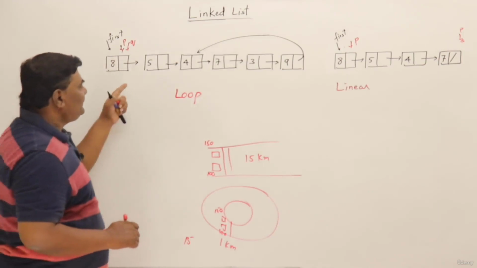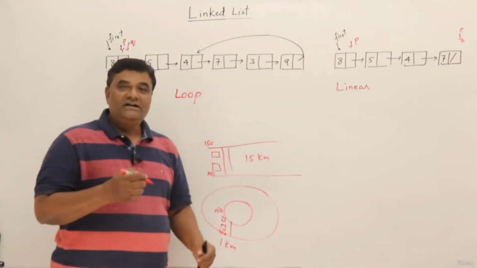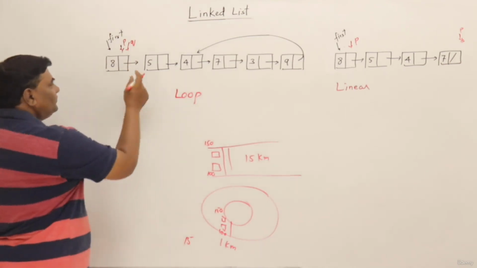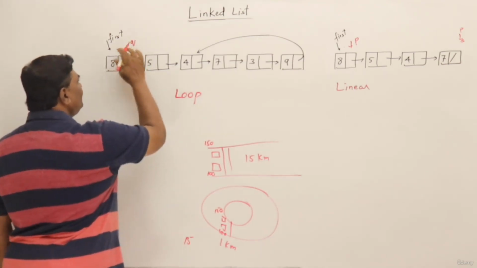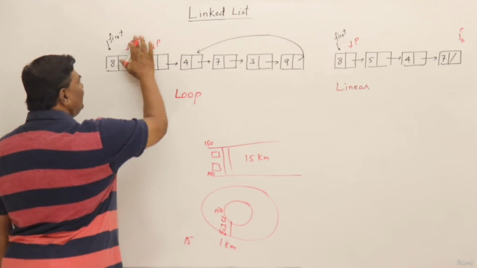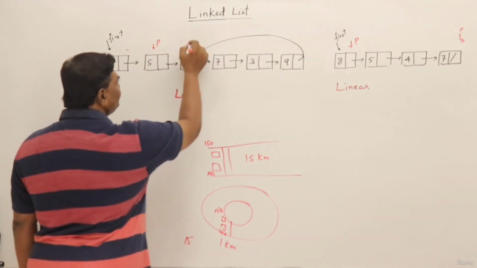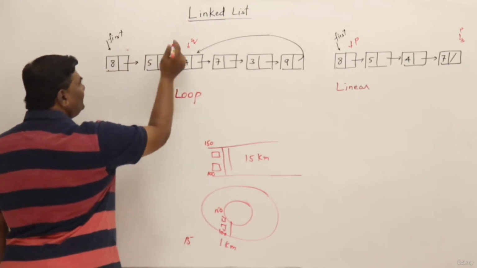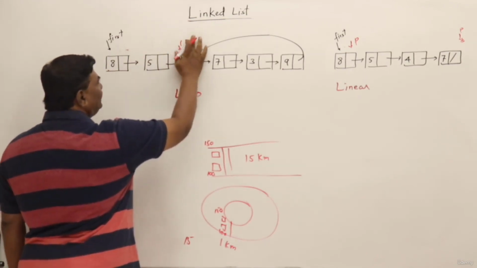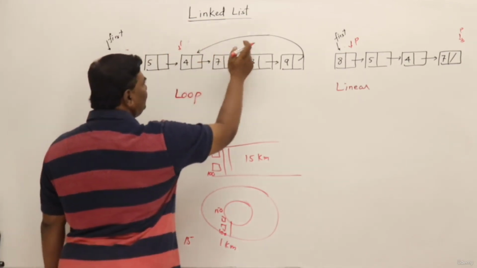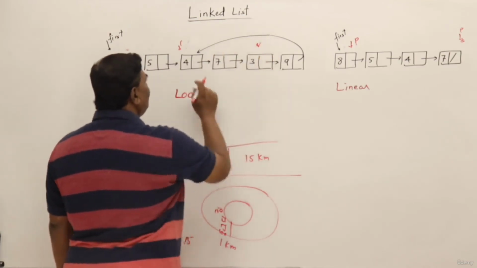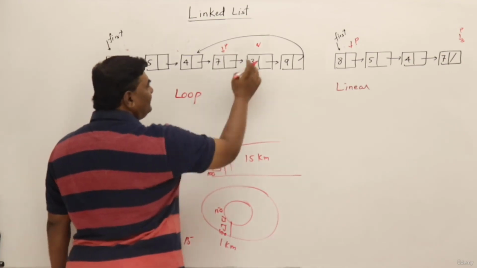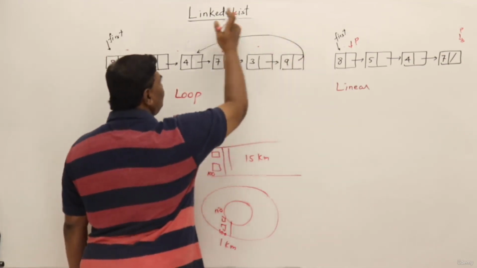One pointer will move slowly by one node and one pointer will move fast by two nodes. So I have P and Q. Let us move P by one node and Q by two nodes, 1, 2. So Q is here. Then move P by one node and Q by two nodes, 1, 2. So Q is here. Then move P by just one node. Then move Q by two nodes, 1, 2.